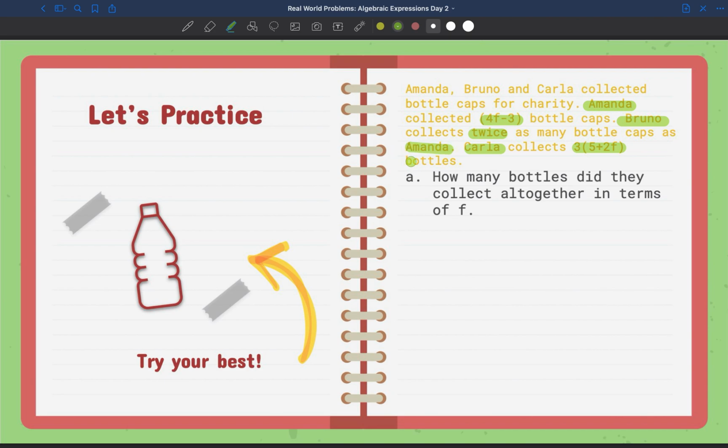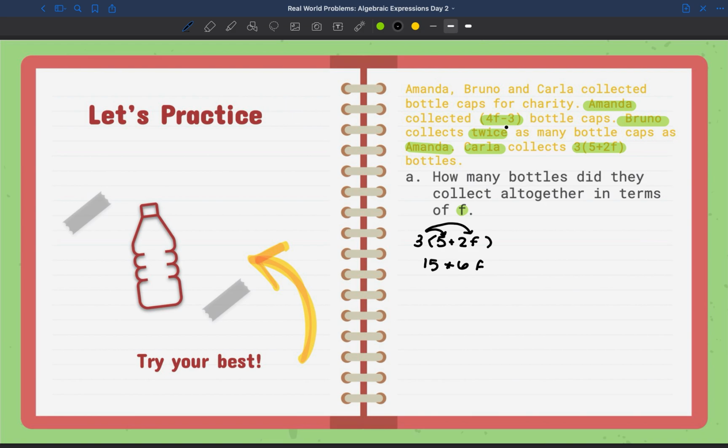So looking at part A, it says find how many bottle caps did they collect altogether in terms of F. So this is a lot. So we're going to take this into two parts. So first we're going to look at Carla because Carla isn't being multiplied or added to anyone else's. So we have 3 times the parentheses 5 plus 2F. We have to take our outside expression and multiply each term on the inside by it. So now we have 3 times 5 gives us 15, and 3 times 2F gives us 6F.